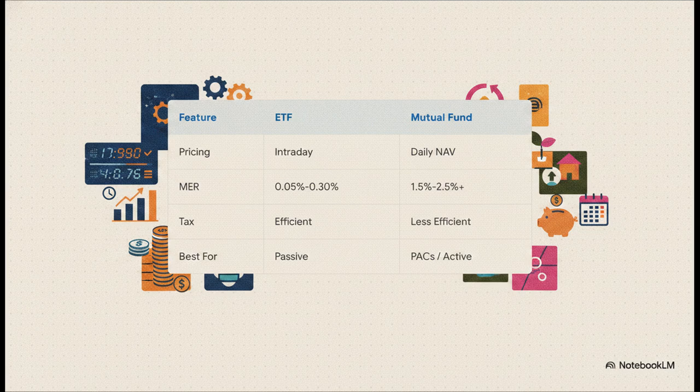Check out the pricing differences here. ETFs trade intraday on an exchange, which means you know the exact price the second you hit buy. Mutual funds, they're priced just once a day at their net asset value, or NAV, right after the market closes. ETFs generally offer super low fees and great tax efficiency, making them perfect for your passive, cost-conscious investor.